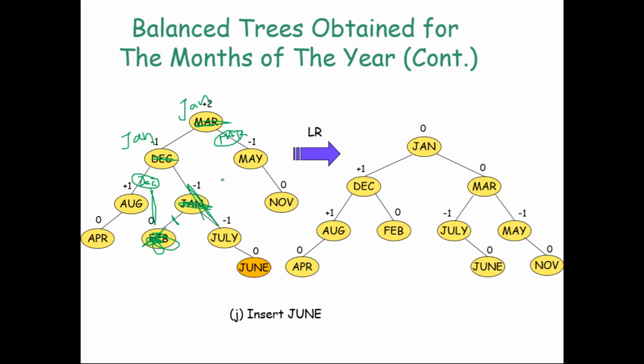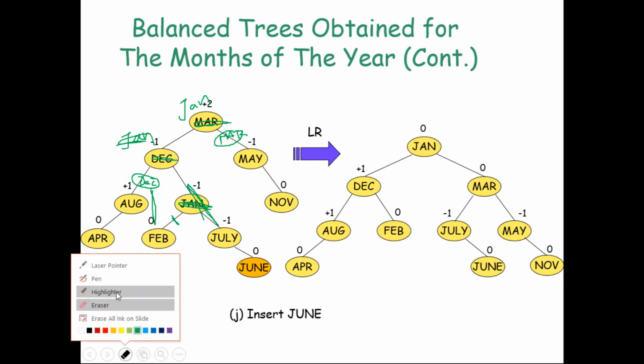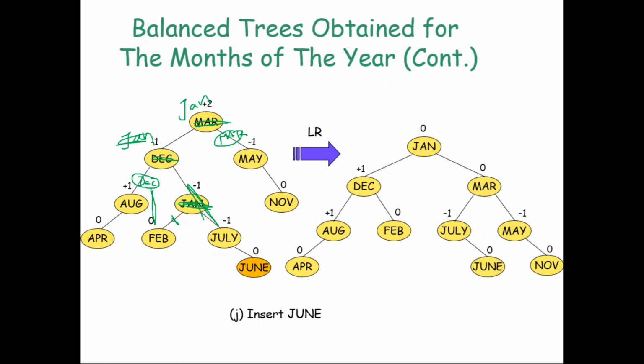Now the question is where the previous right child of Jan will go. Jan is not here. To the left of Jan you have December, and December's right child is February. February is there, but as December's right child. This connection is not there.